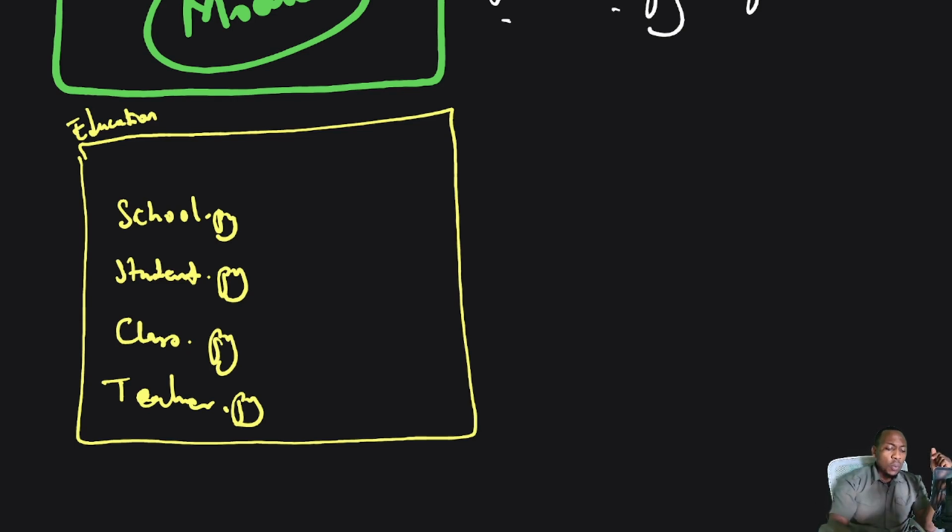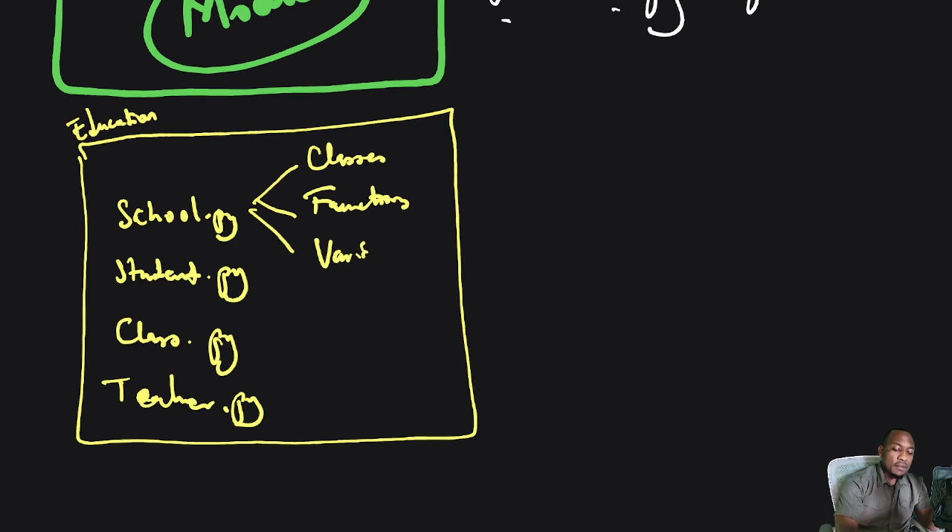Now, within school.py, you can break this down even further, because school.py is a Python file, and we know a Python file can contain a lot of things. It can have classes, it can have functions, and it can have variables. So if you open up the school.py file, you can see classes, you can create a couple of functions to add school, delete school, transform school, and then you can also have variables. Same thing with student, same thing with class, same thing with teacher.